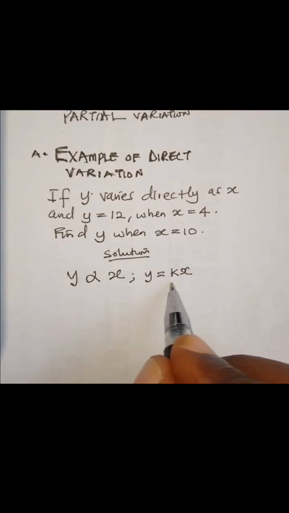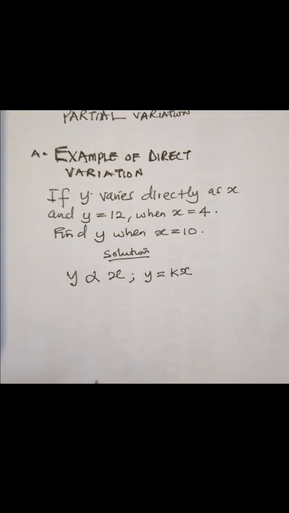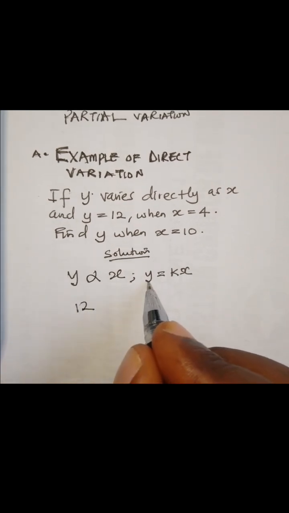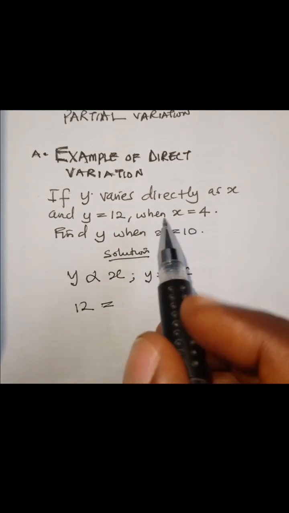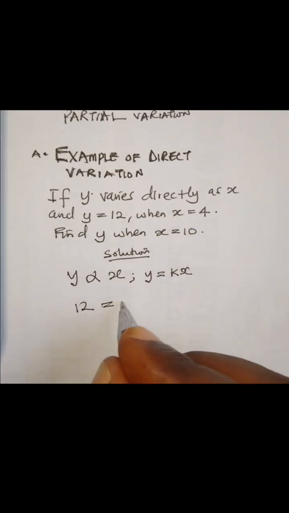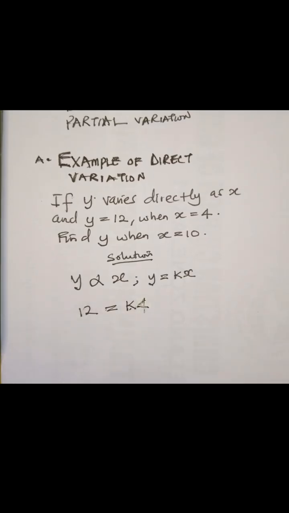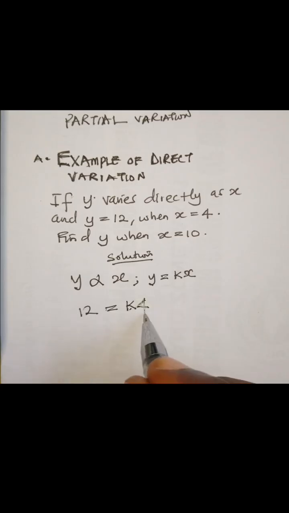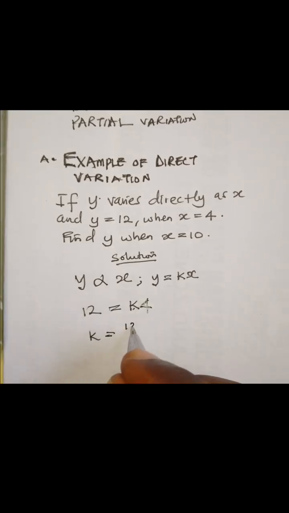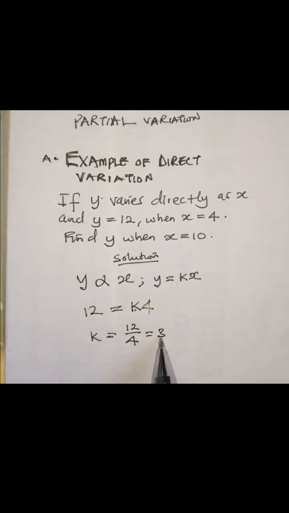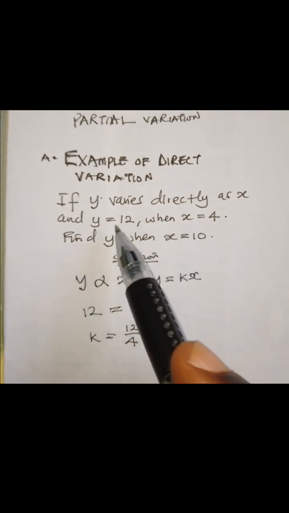We are going to solve the simple equation by substituting the values given. The values given are y equals 12 and x equals 4. Then we solve this simple equation to find k. To find k, we divide both sides by 4, so k equals 12 divided by 4, which equals 3. Then we use this value of k to rewrite the equation connecting y and x.